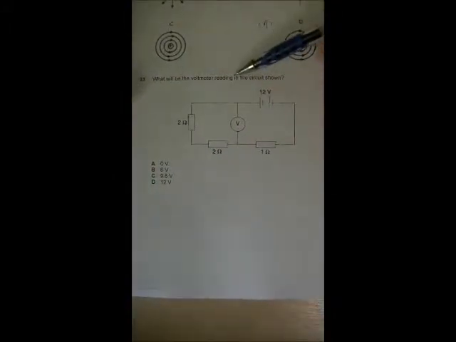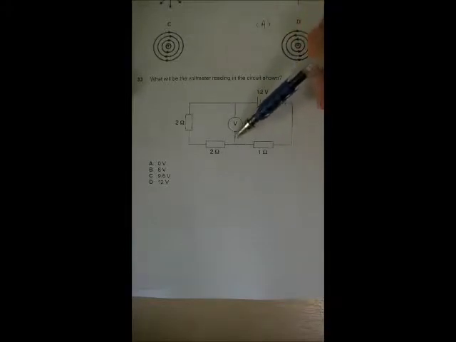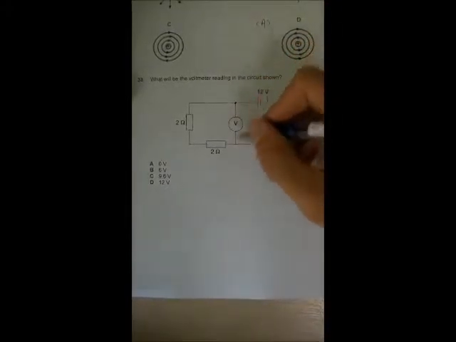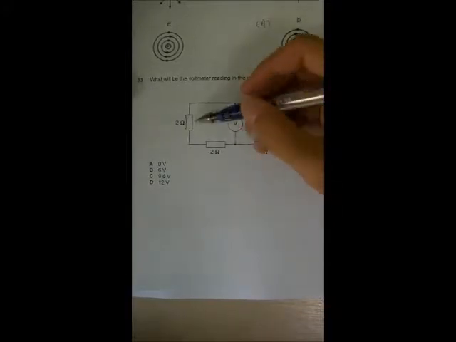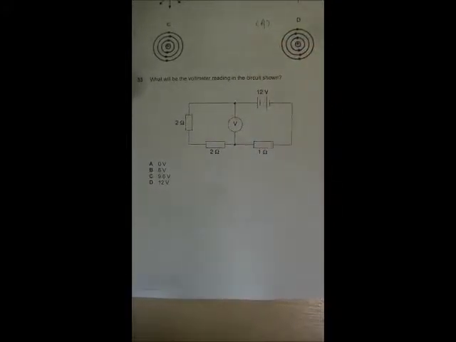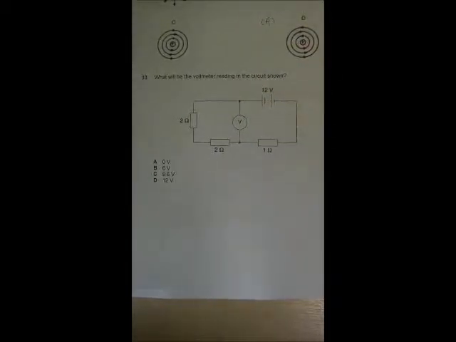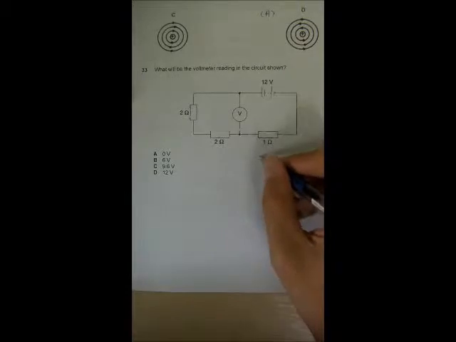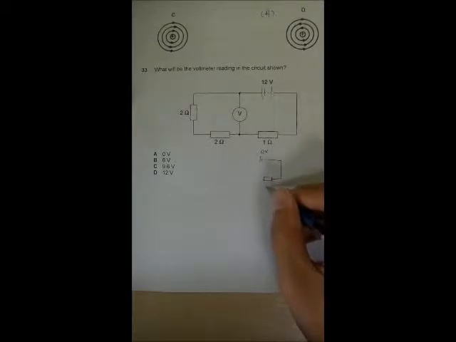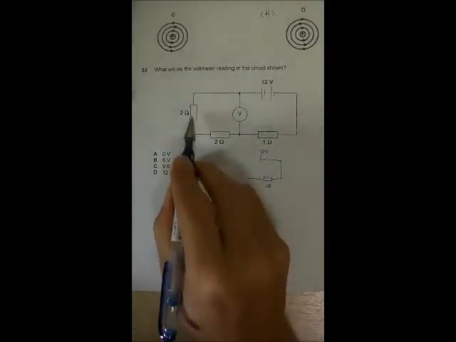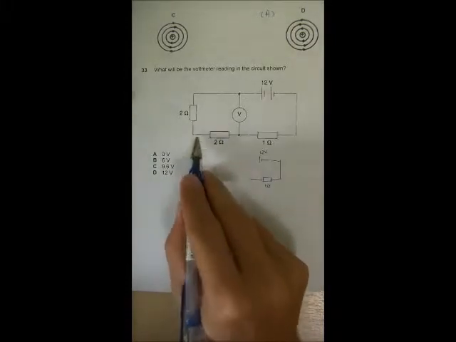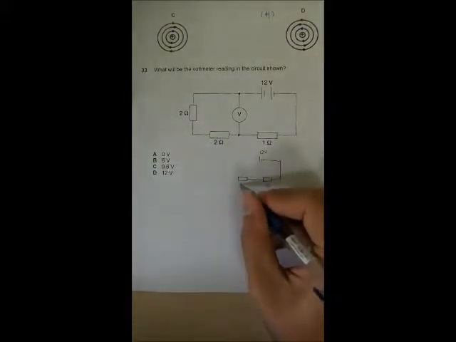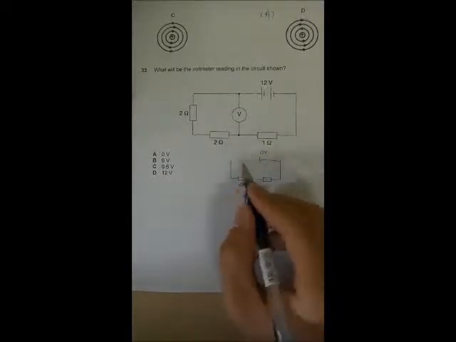Okay, what will be voltmeter reading in this circuit? So, this voltmeter is actually measuring the potential difference across the two resistors. So basically, this is a very simple circuit. You can simplify it by combining these two first. So you have your 12 volt going through your 1 ohm, and then these two is in series. This resistor, single path, so it's in series. So it becomes 4 ohm, and that is your circuit.